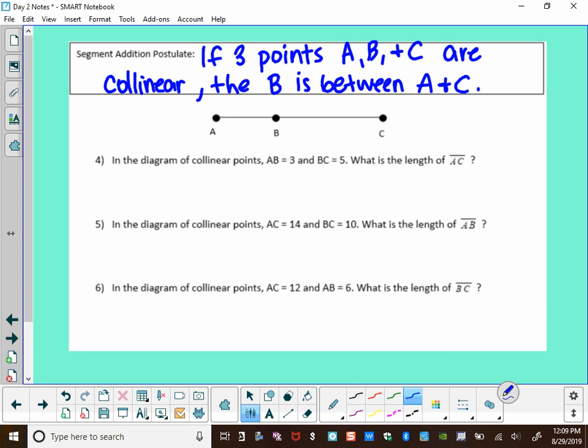All right, in the diagram of collinear points, it says AB equals 3 and BC equals 5. What is the length of AC? This segment, let's go ahead and redraw it for each of these. So you draw a line on your paper, because the hardest part about geometry is just drawing it. We have to be able to visualize it. And put 3 points on the line. So we have A, B, and C.